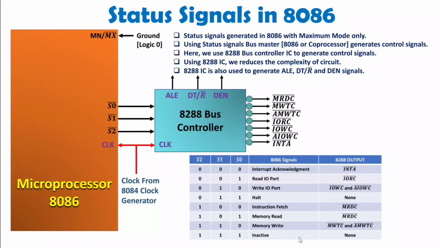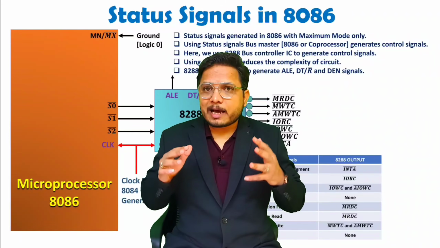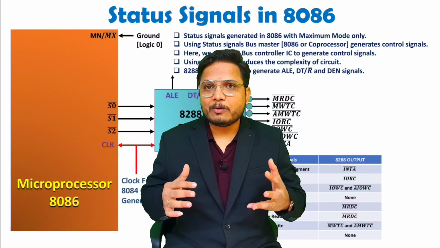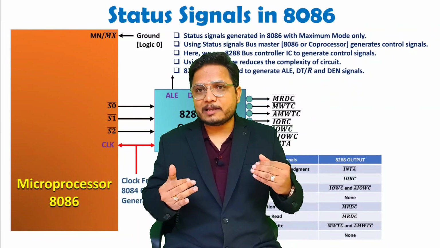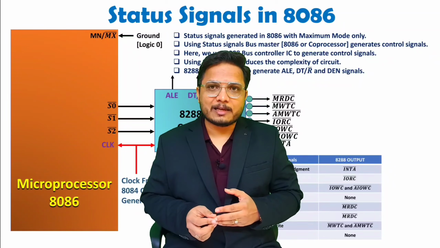So my dear students, based on the status signal, it will generate control signals as well as these 3 essential terminals that will be available, and that is what we can use for separation of address and data, right? So my dear students, I think now it is clear to you how we generate control signals using the status signal, right?